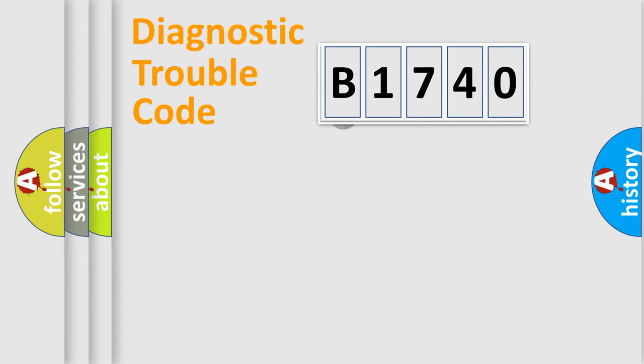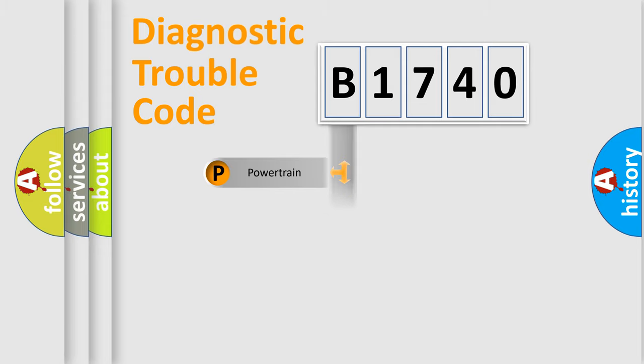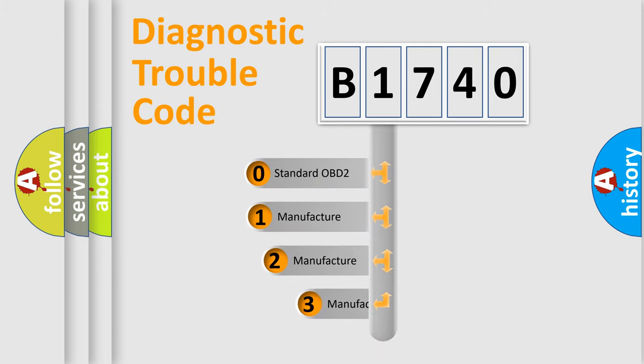Let's do this. First, let's look at the history of diagnostic fault code composition according to the OBD2 protocol, which is unified for all automakers since 2000. We divide the electric system of the automobile into four basic units: powertrain, body, chassis, network. This distribution is defined in the first character of the code.